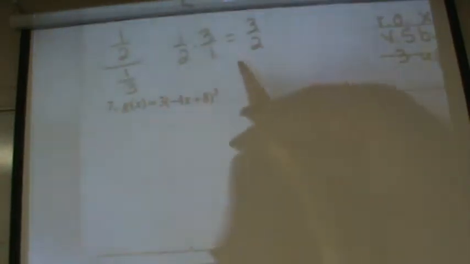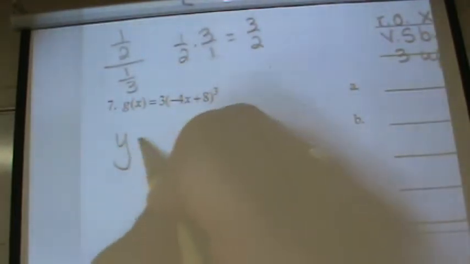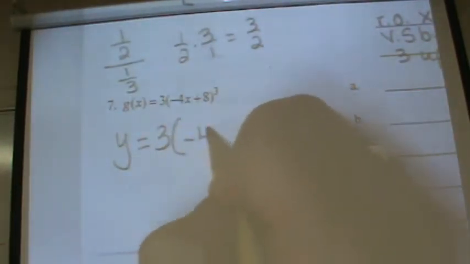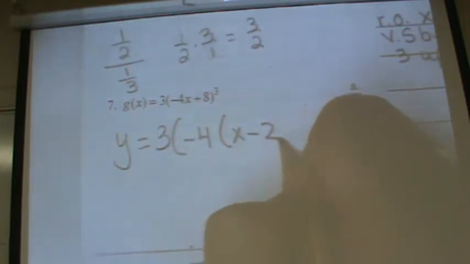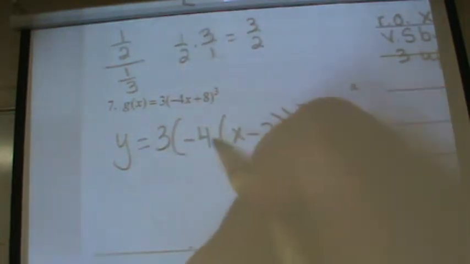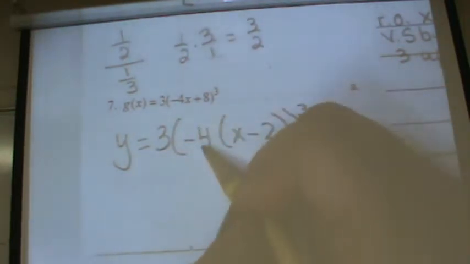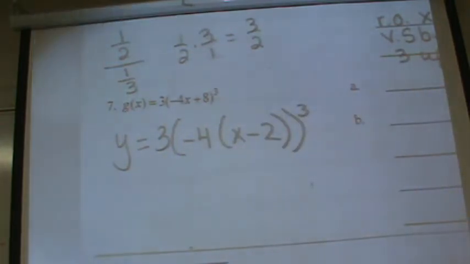Number 7, pull out the -4. And double check your math. -4 times X is -4X, -4 times -2 is +8.